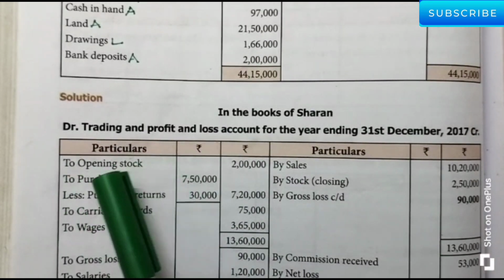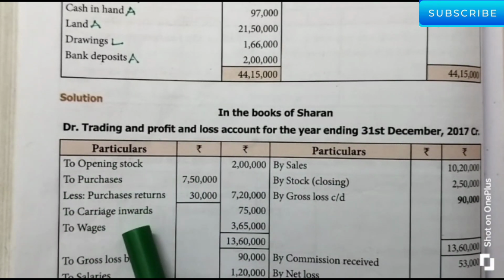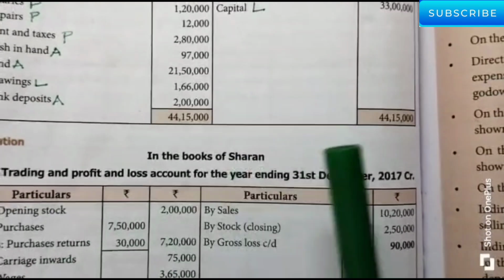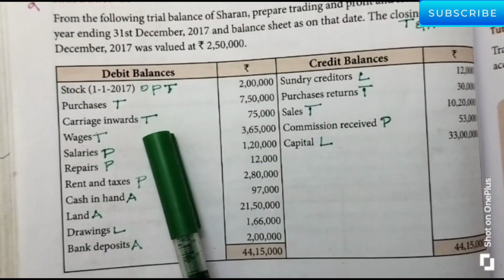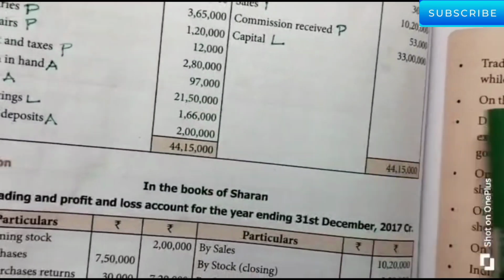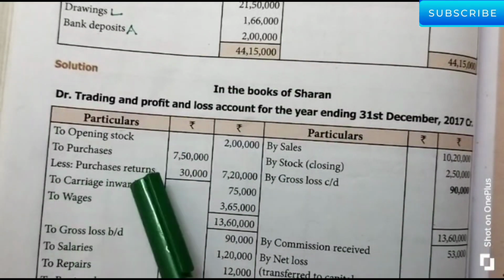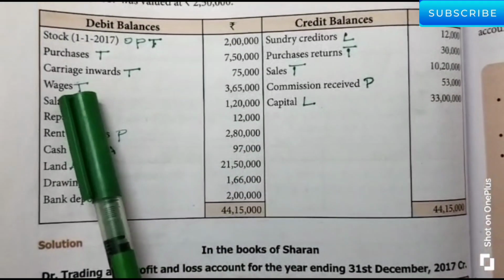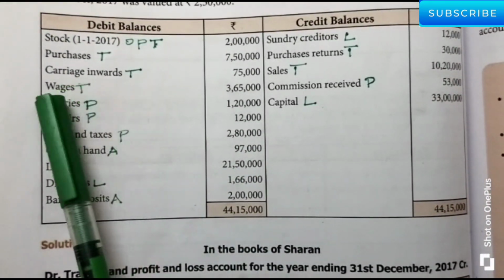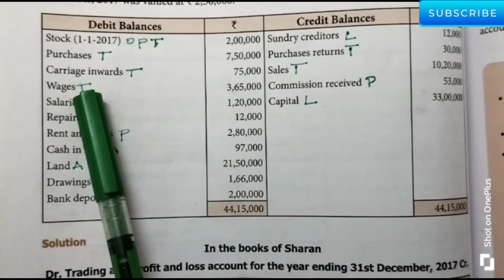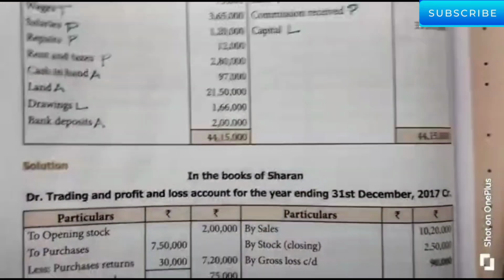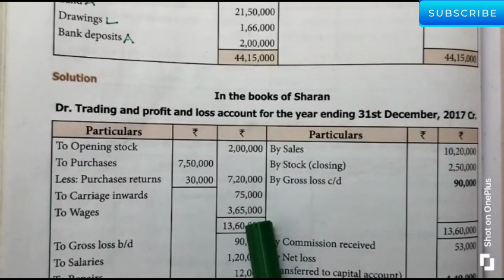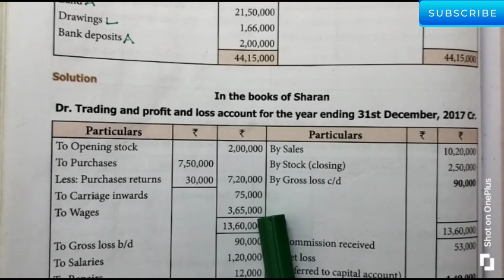Then after opening stock and purchases, you have to enter the direct expenses on the debit side of the trading account, okay? So carriage inward is a direct expense, 75,000. So you have to enter on the debit side, to carriage inward 75,000 entered. Then wages is a manufacturing expense. Manufacturing expenses go to the debit side of the trading account, 3,65,000. So to wages 3,65,000 entered in the outer amount column on the debit side of the trading account, okay?